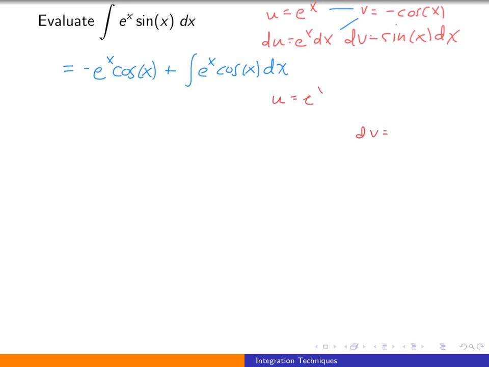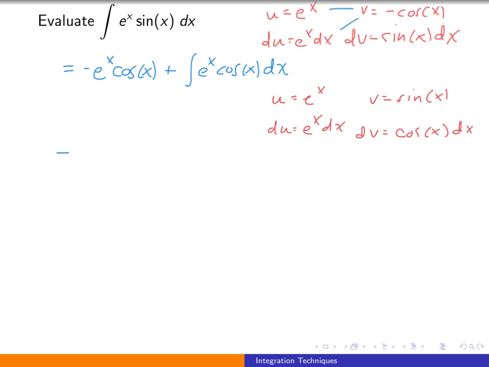U equals e to the x, so dv is going to be cosine x dx. So this makes v sine and du e to the x. Now notice when I've done this second integration by parts, I'm still using u and v, but how my work is organized, I can clearly see at which step I'm using which choice of u and dv. And if you would prefer, you could of course start with u1 and v1 and then go on to u2 and v2 for your second integration by parts.